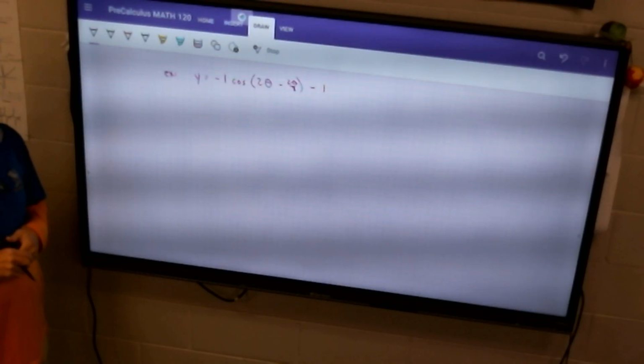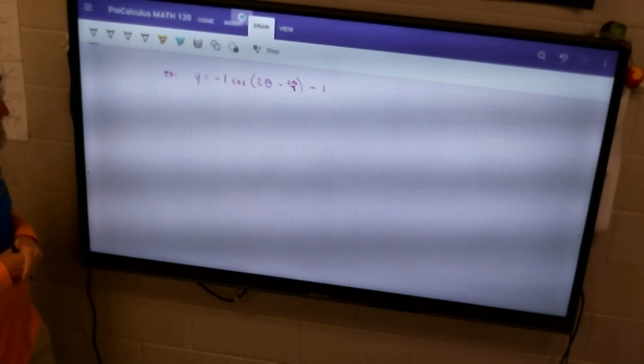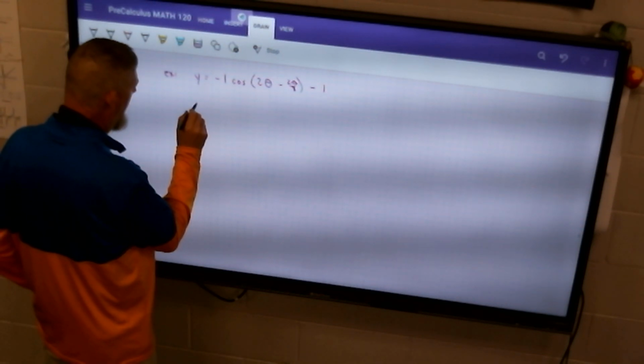Why did you do 1 for the amplitude? It doesn't really affect it, but if I just put a negative, it looks kind of ugly, so that's why I did it. Normally, if I'm typing it, I'll put a 1. You don't really have to do that.